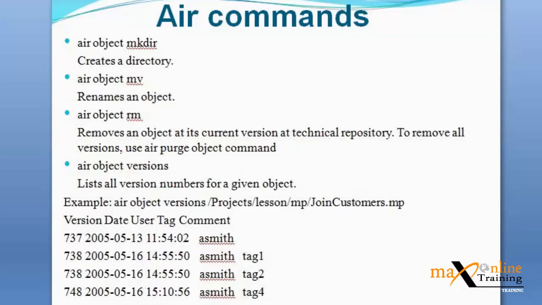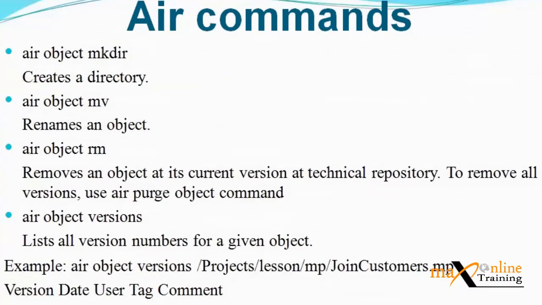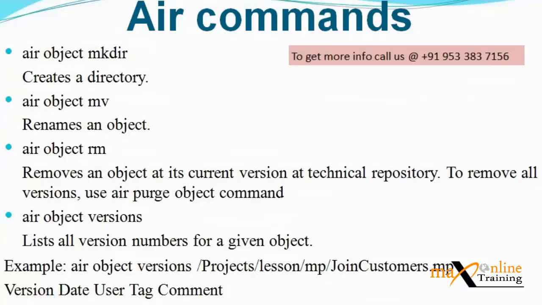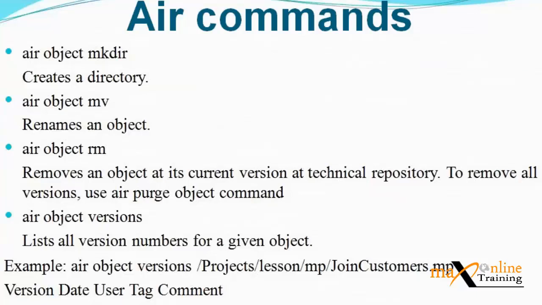Add object rm, and then the object name, removes all the versions from the repository. Okay. So add object versions, object name, will give you a listing like this: version number, date, the user who checked in, and the tag and the comment. If the tags and comment are available, it will show, otherwise it will be blank. The shortcut for this is add versions and then the object name.